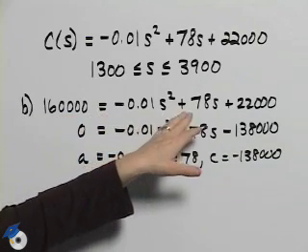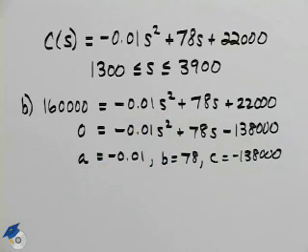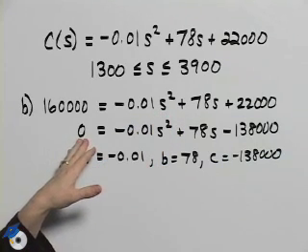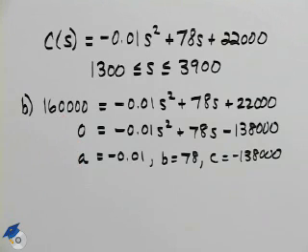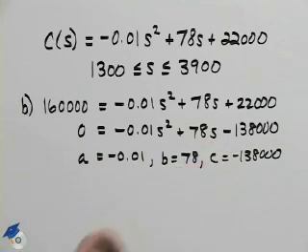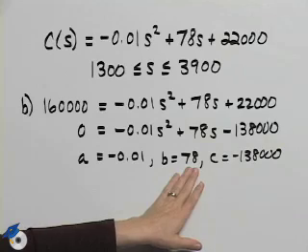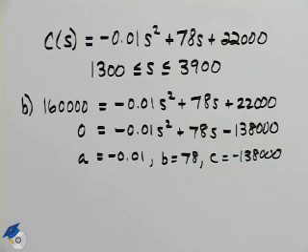160,000 equals the following. Now, we notice that we have a squared term, so we will set the equation equal to 0 by subtracting 160,000 from both sides of the equation to produce this. I will now solve this using the quadratic formula, so I've identified A, B, and C.